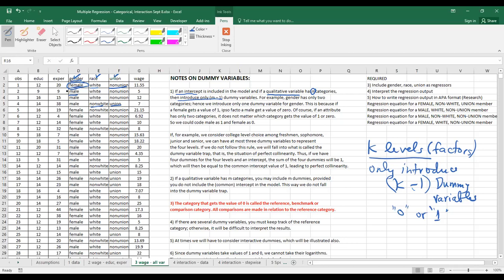So pag na-introduce tayo ng isang gender, isang race, isang union, we will now have a total of 5 independent variables: education, experience, tapos yung dummy variable ni gender, race, at saka union. Tig-isa sila kasi tig-isang factors lang naman yan. Okay, so in Excel, hindi natin pwedeng i-regress. Kahit subukan nyo guys, mag-error tayo kasi hindi mababasa ni Excel yung gender na yan. So what we have to do is to introduce, okay, so let's go here.